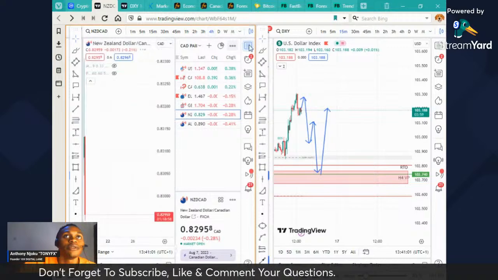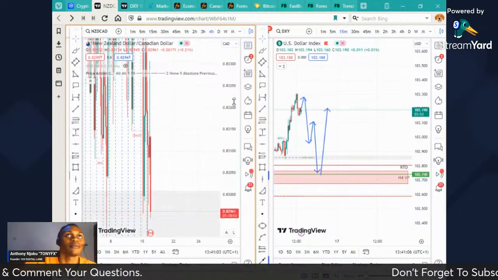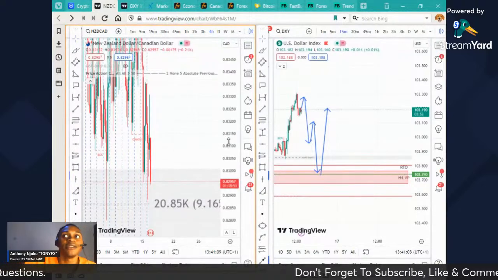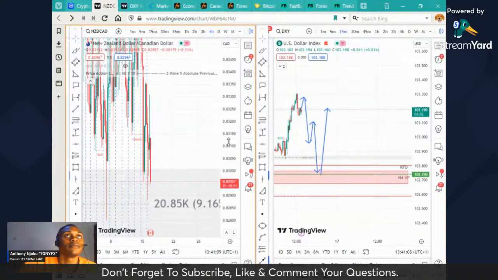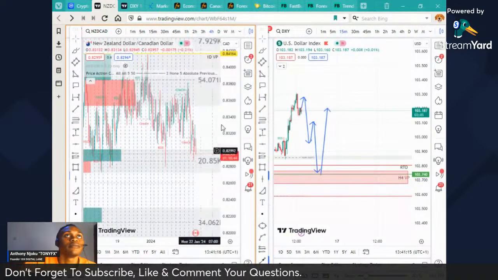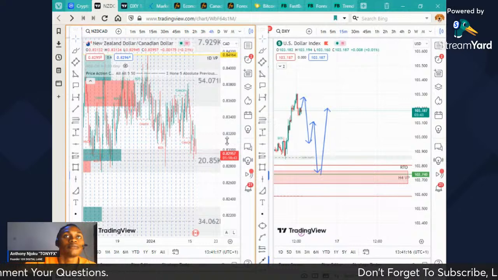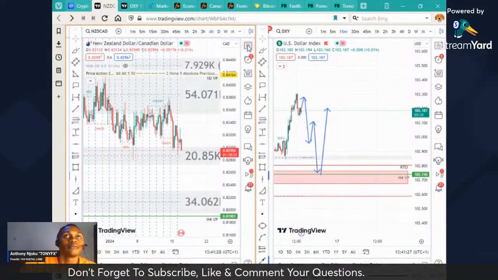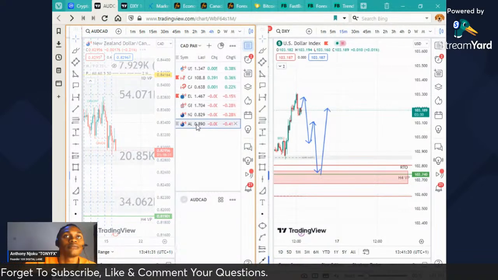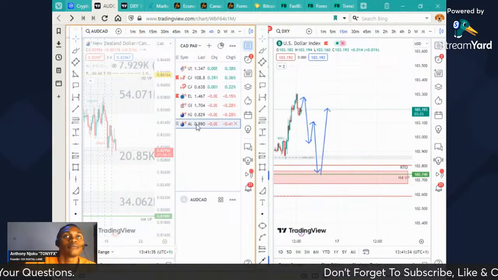Let's see, I believe AUD is the weakest pair. Let's see what NZDCAD is saying. Okay. I'll avoid NZDCAD as well. I need something that is quite easy to read.